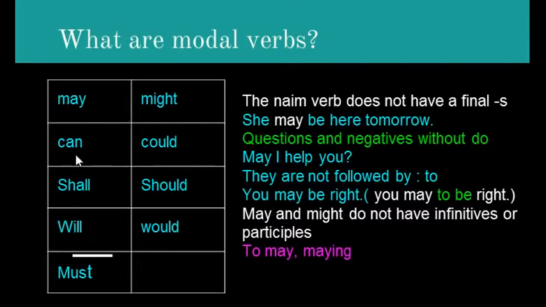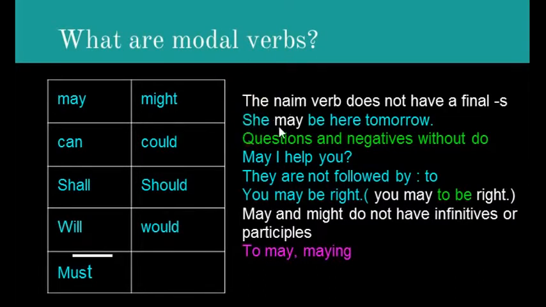May, might, can, could, shall, should, will, would, must. These are the modal verbs. But today we'll start with discussing may and might. Before we start discussing may and might, I have to clear up some rules. May and might are modal auxiliary verbs. There is no s in the third person singular.